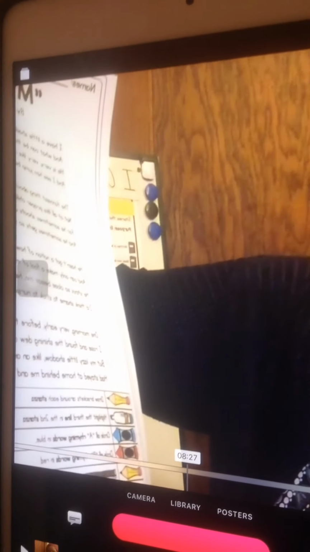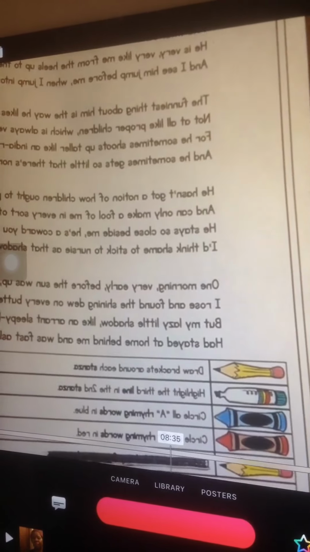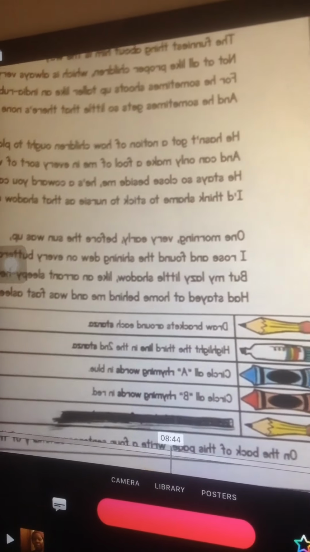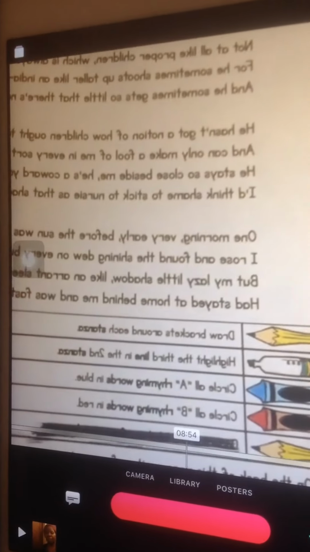And then it also states, circle all A rhyming words in blue. And if you don't have blue, that is fine so long as you circle them. And then the next one is, circle all B rhyming words in red. If you don't have anything red, put a box around those words that have the letter B at the end. Okay, actually it has the B attached to it as its rhyming word.